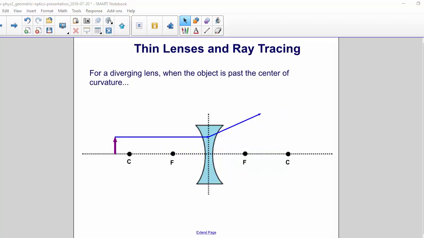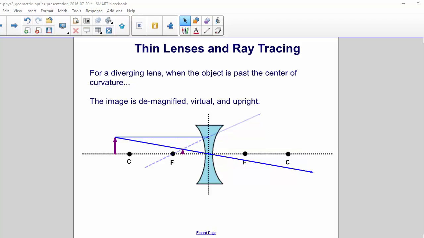Now if that object is past the center of curvature, again draw a parallel line and then a line heading away from the focal point. Next, draw a line that heads towards the focal point and then diverges so that it is parallel to the central axis. And then finally, draw a ray that goes straight through the center of the lens undeflected. And again, these three will not intersect, so we need to draw dotted lines in the opposite direction. This example turns out to be just like the last example: demagnified, virtual, and upright.